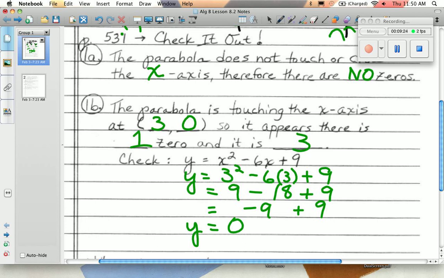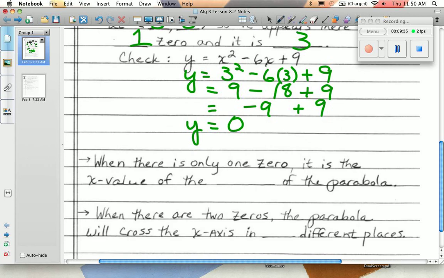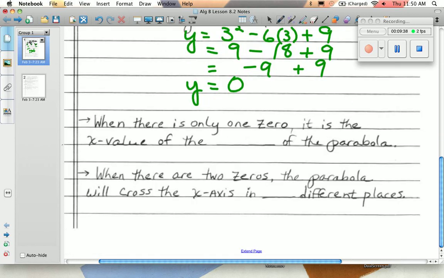Do you think there are any others for this one? No. It's only touching the x-axis at that one spot. There's no other spot that it is. Okay, so we're going to kind of summarize here. Here's what we can count on. When there's only 1 zero, it's going to be the x value of what? It's going to touch the x-axis, but if it's only touching the x-axis in one spot, what's another name for that point? Vertex, yeah. So when there's only one zero, it's going to be the x value of the vertex.